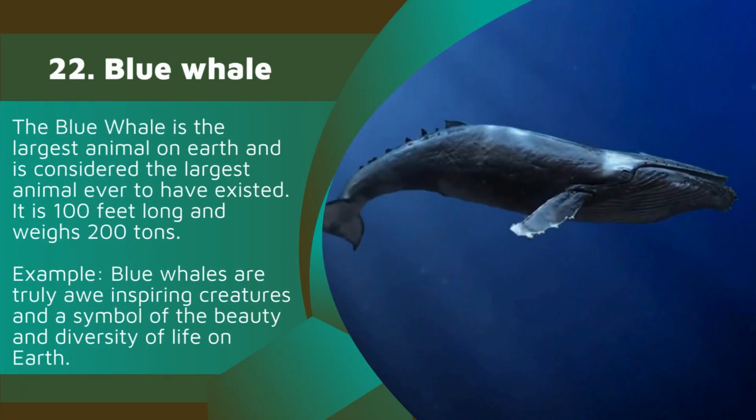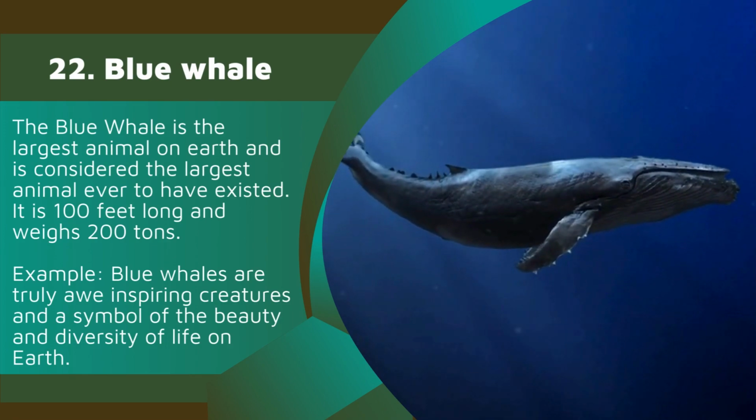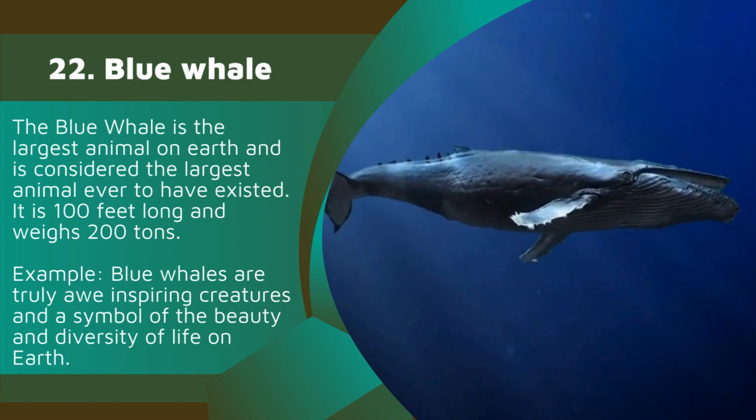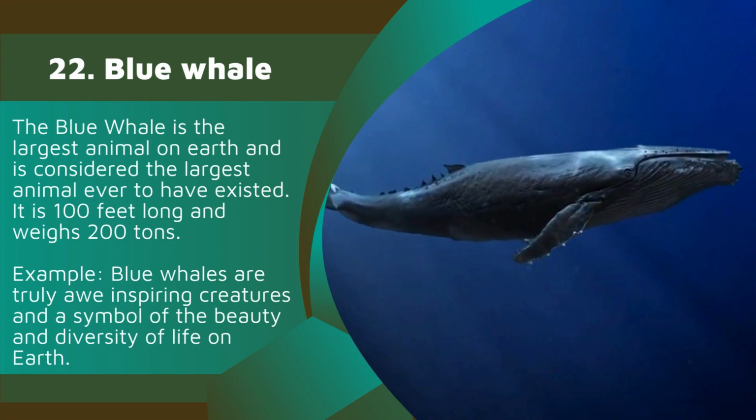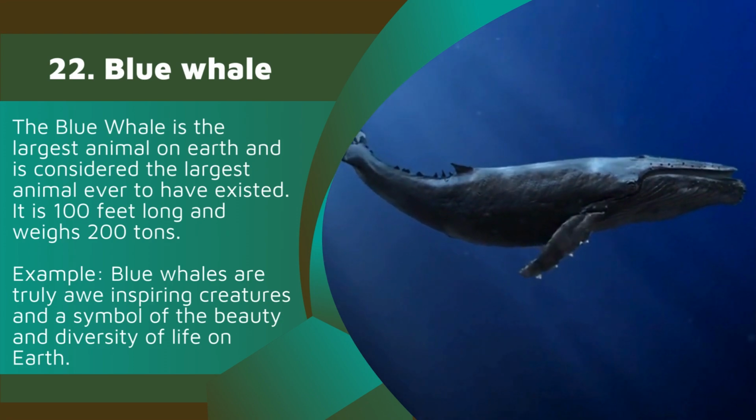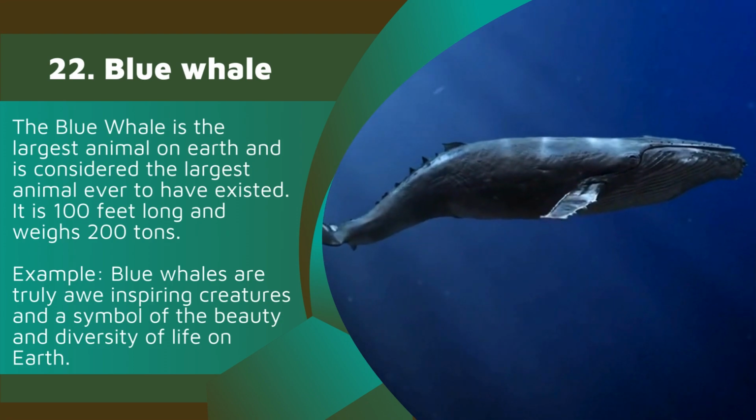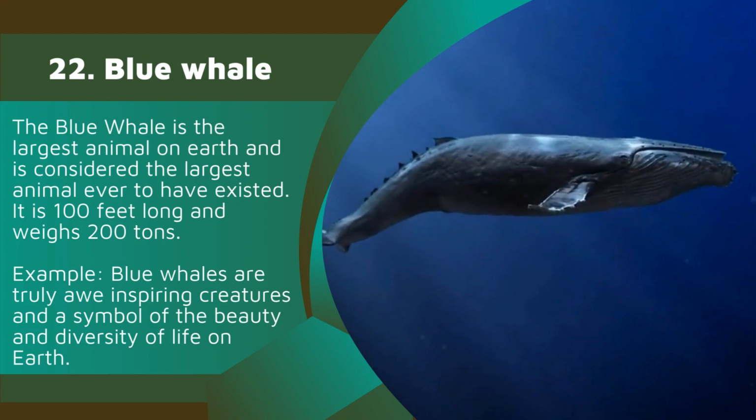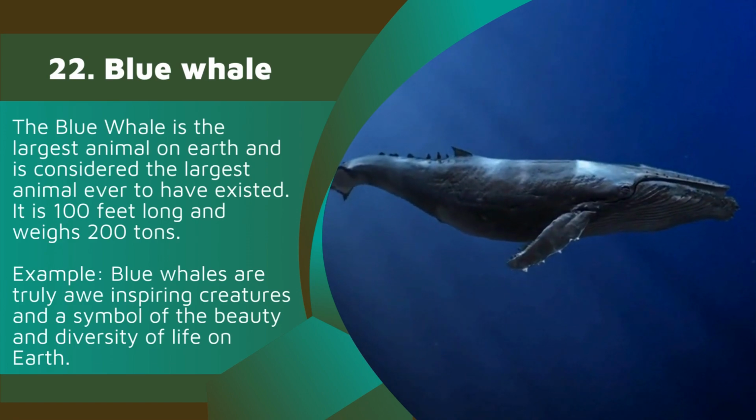22. Blue whale. The blue whale is the largest animal on Earth and is considered the largest animal ever to have existed. It is 100 feet long and weighs 200 tons. Example, blue whales are truly awe-inspiring creatures and a symbol of the beauty and diversity of life on Earth.